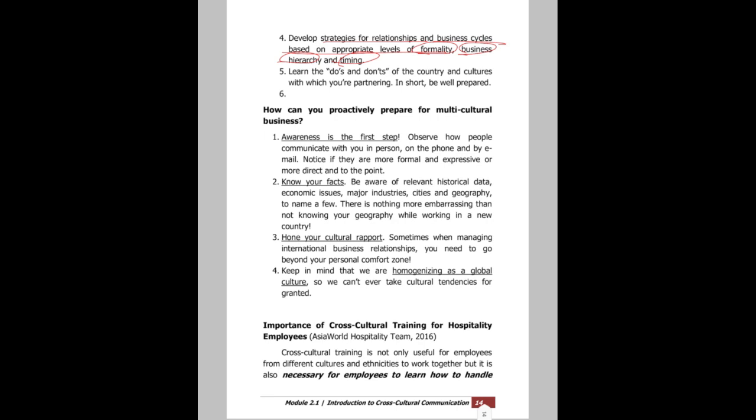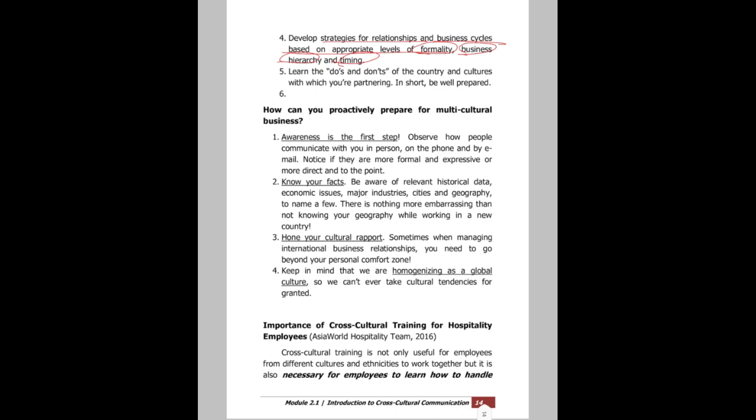So, ibig sabihin, for example, I have my secretary. Uutusan ko siya na pumunta sa kabilang department para kausapin yung head doon. So, I need to think, kaya ba nakausapin ng sekretary ko yun, given the fact na mataas yung posisyon nun, baka ma-intimidate yung secretary ko, and so on. So, ibig sabihin, we need to balance our decisions in life, lalong-lalo na sa business, na we need to maintain yung tinatawag na formality.